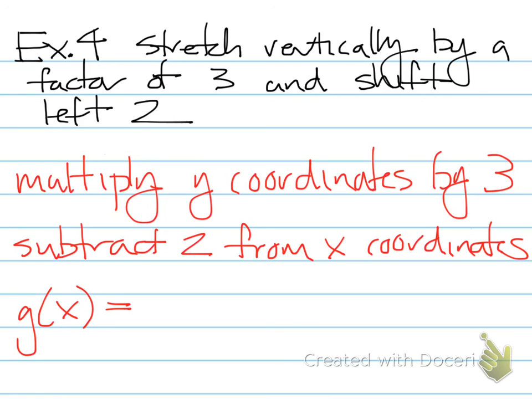And the function should look like g of x equals, again, is being stretched vertically, so a is 3, f of x, and then it's being shifted 2 units to the left, so x minus -2, which is x plus 2. And then it is not being shifted up or down, so k is just 0.